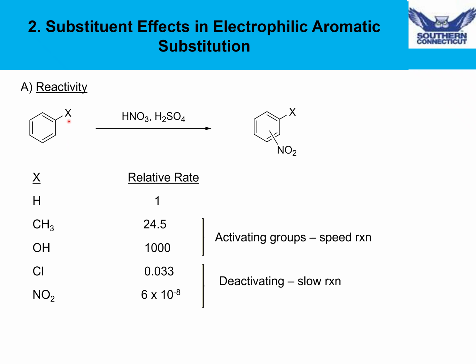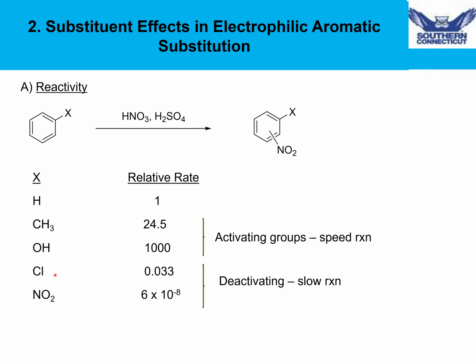When we introduce a methyl group there, so in other words, we're using toluene, the reaction is almost 25 times faster. When we use phenol, the reaction is about 1,000 times faster. So we consider a methyl group and a hydroxyl group activating groups. In other words, they speed up the reaction. They activate the aromatic ring in terms of the electrophilic aromatic substitution reaction.